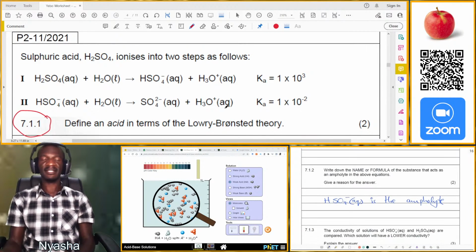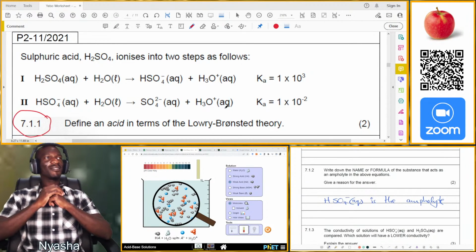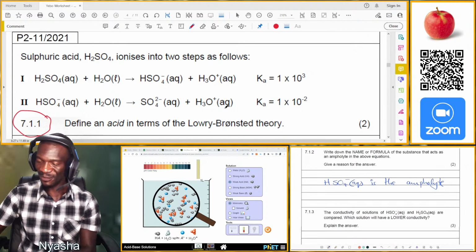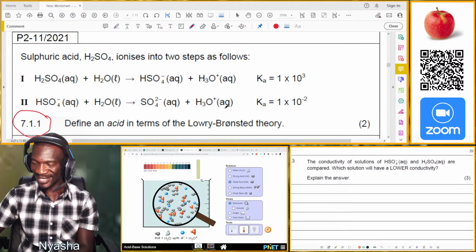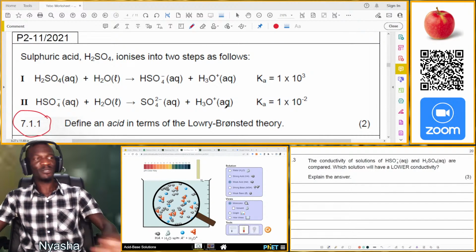HSO4 minus is the ampholyte in this chemical reaction. Right, so we've covered a lot of things. So what I will ask you to do now, there's an exercise that I already gave you which will actually help you to answer this question.